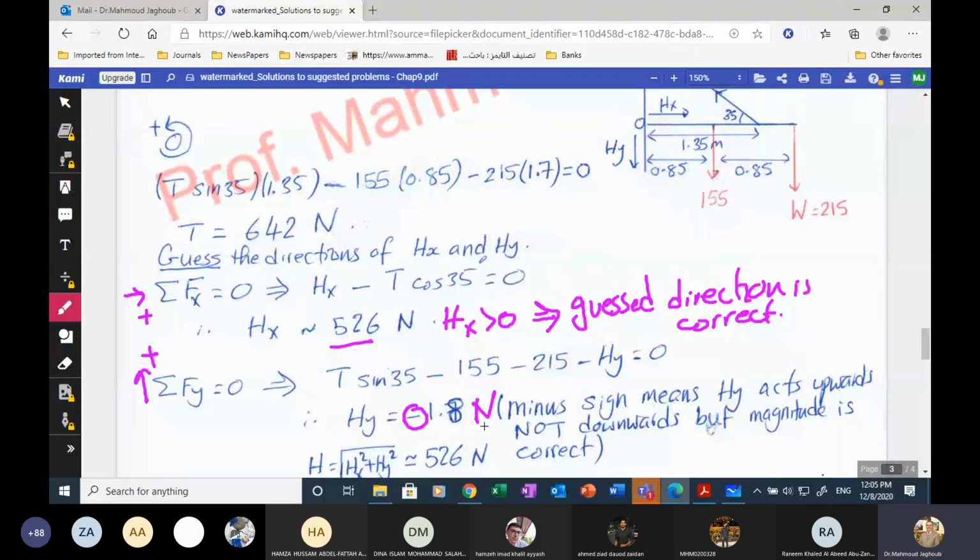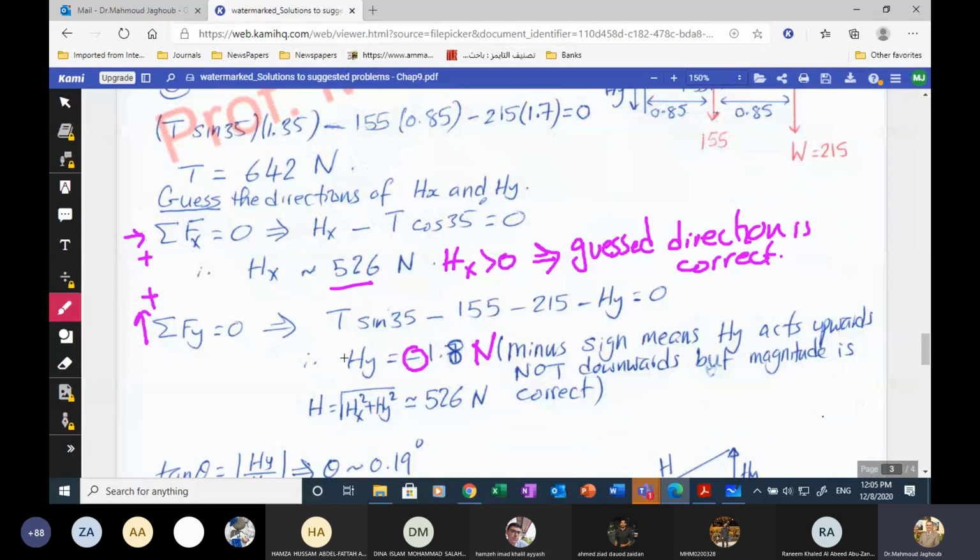Which one should I choose, A or B? You got an answer of minus 1.8 newtons. It is upwards, so you should choose A. Now, if you need to evaluate Hy in any other equation of this question, you should evaluate it as minus 1.8 newtons.